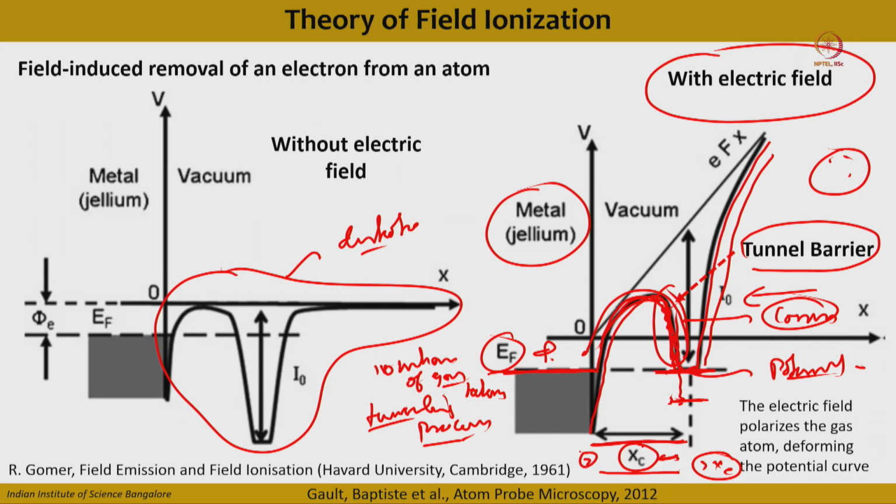First condition: the electric field should be enough such that the minimum potential energy is equal to the Fermi energy of the metal. Second condition: the gas atom distance should be equal to xc or more than xc. If it is less than xc, the repulsive forces come into the picture, then the tunneling process cannot take place, or the electron cannot go into the metal by tunneling. So these two concepts are understood now.